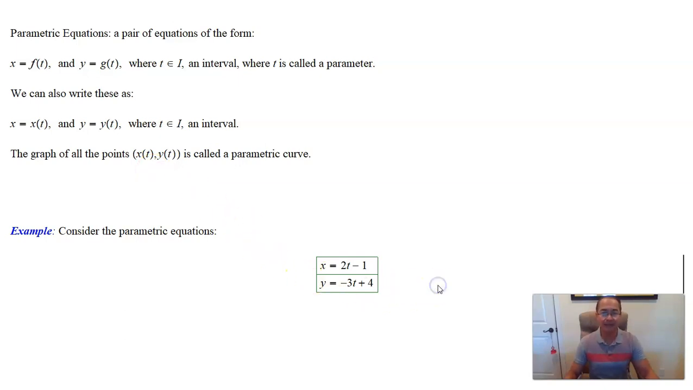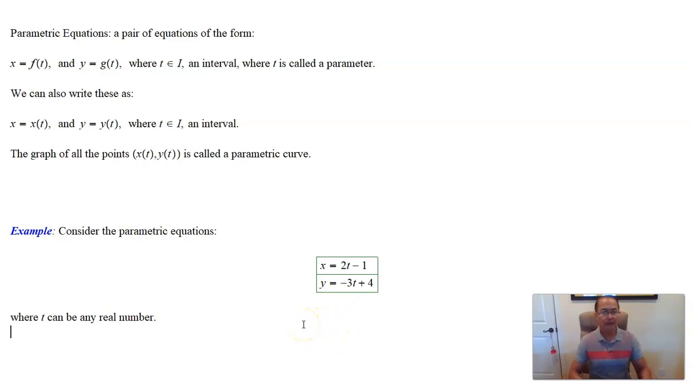Okay, here is our first parametric curve. x is 2t minus 1, and y is negative 3t plus 4. What's our domain? I didn't write it down. Well, can you plug in any number for t here? Sure. So t can be any real number. Okay. So our parameter can be whatever it wants to be.